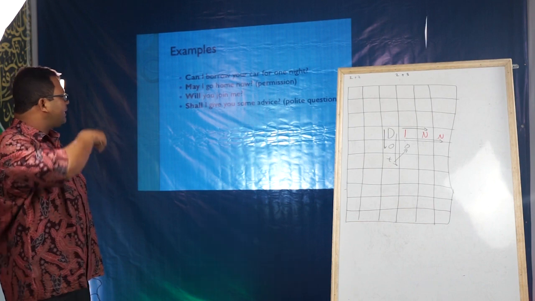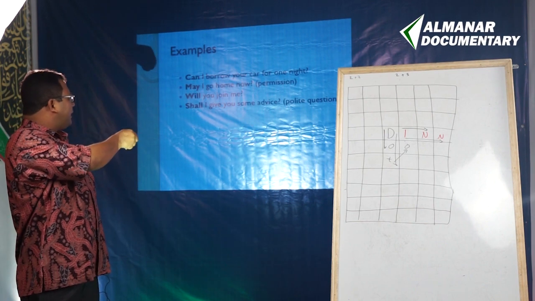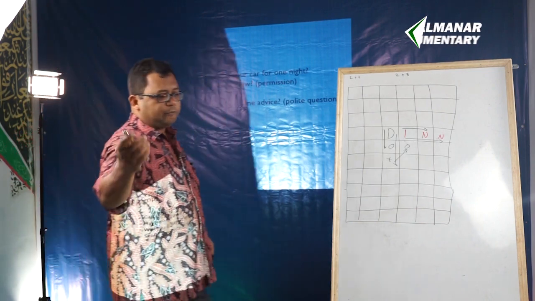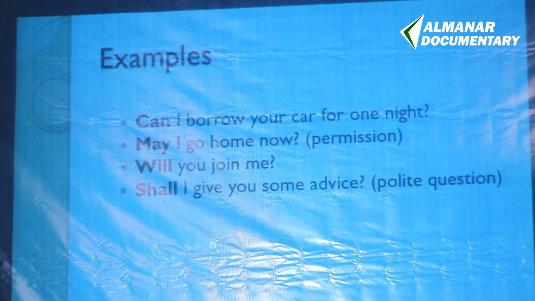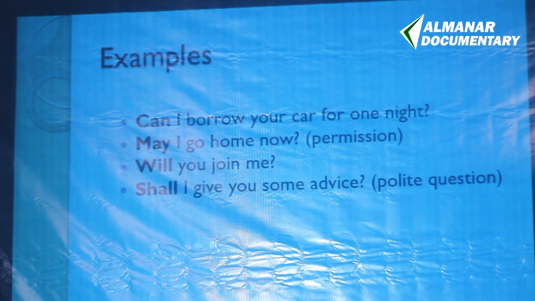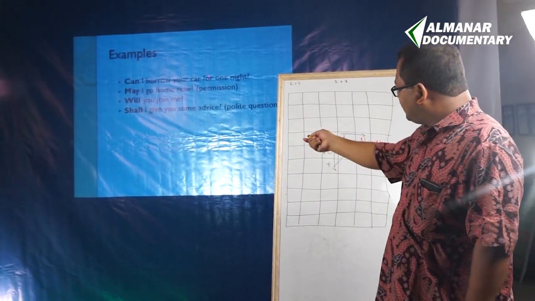Asking the possibility. Can I borrow? All right. And then, might I go home now? Asking for permission. For example, we have already done all things, and then we would like to ask for permission. Might I go home now? All right. This is permission.